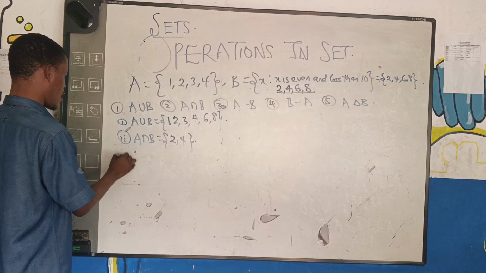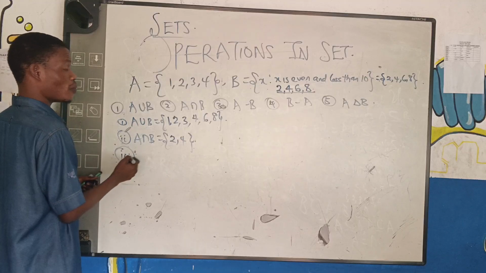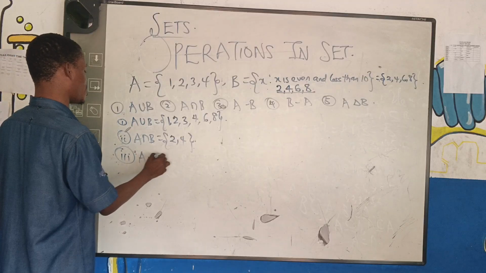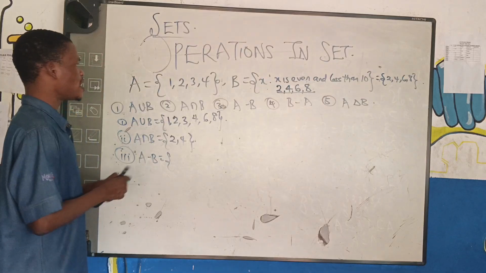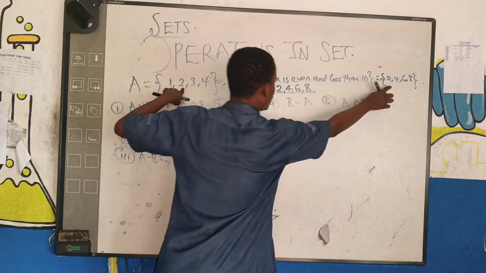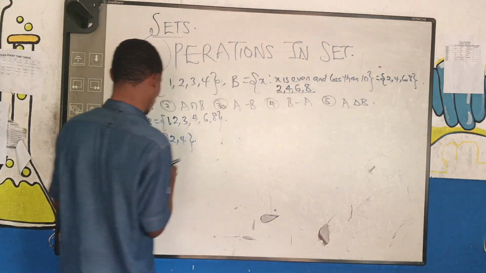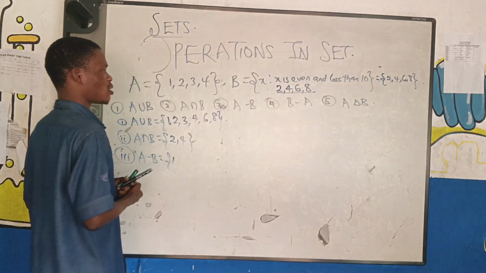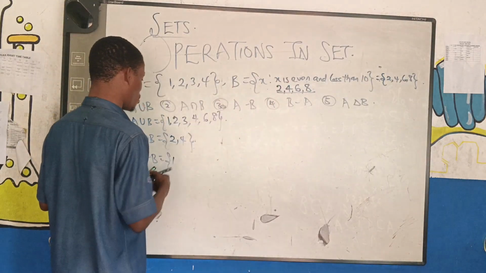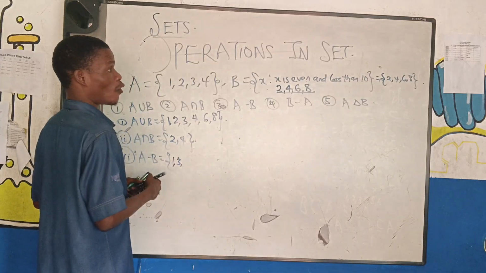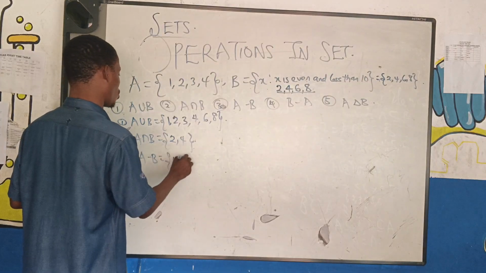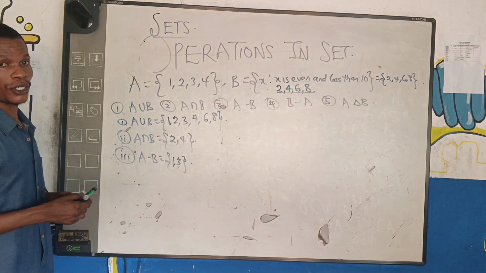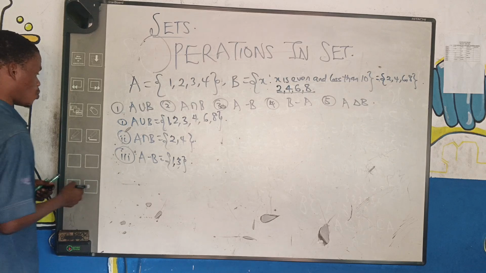And then A minus B. Now the elements that are in A that are not in B. 1 is in A, 1 is not in B, so it will be in the set. 2 is in A, 2 is in B, so it's not there. 3 is in A, 3 is not in B, so 3 is there. 4 is in A, 4 is in B. So just 1 and 3.